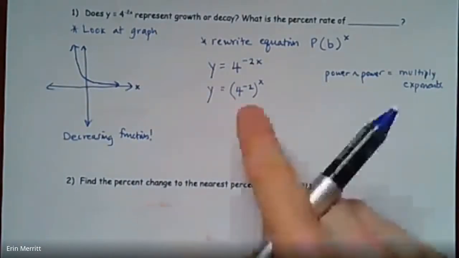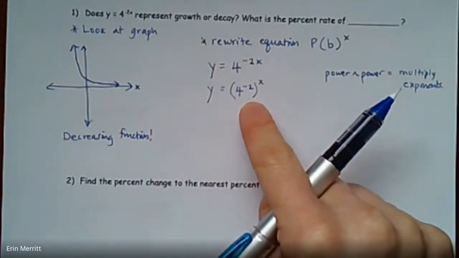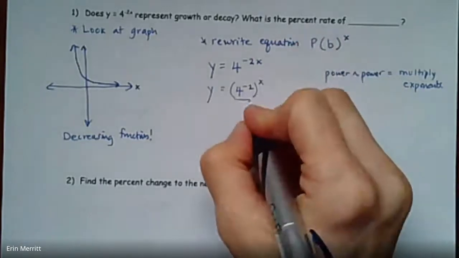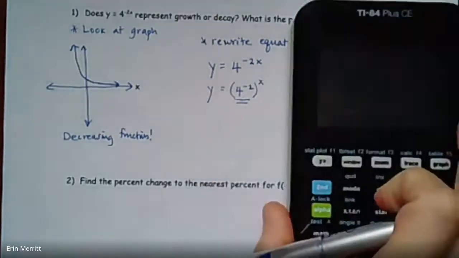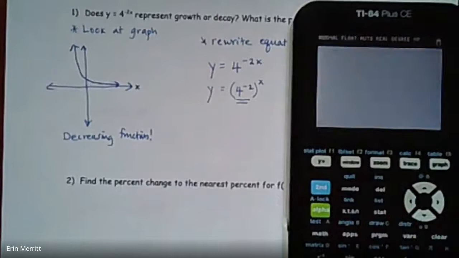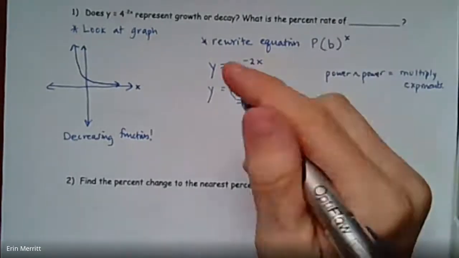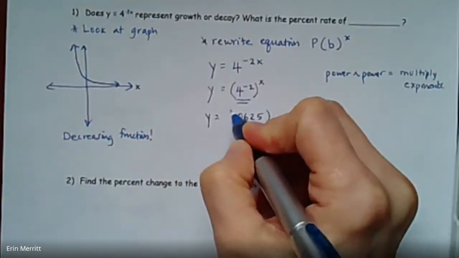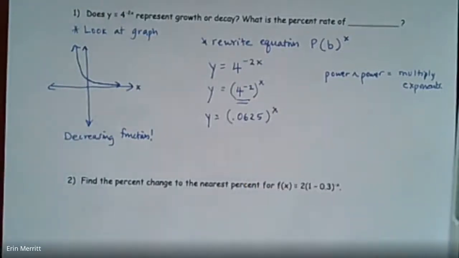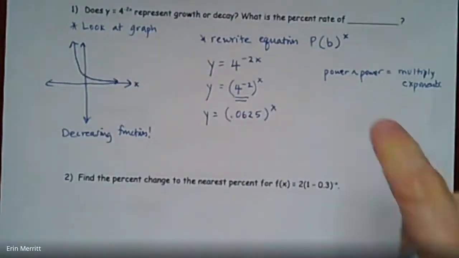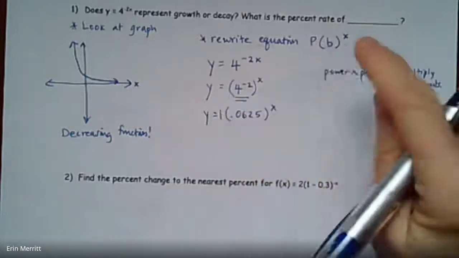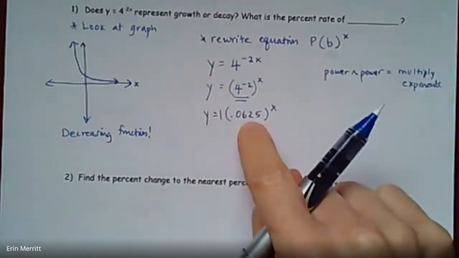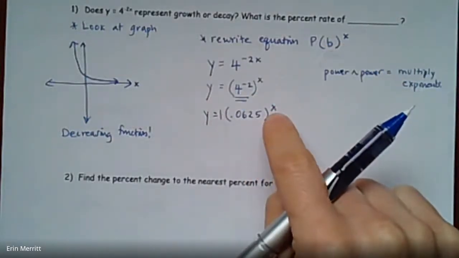Now let's clean up the inside. If I take 4 and raise it to the negative 2 power, that gives me 0.0625, raised to the x. So now it's in the format. The P value would have just been 1. The base is now this number raised to just plain old x by itself. So that was step 1.